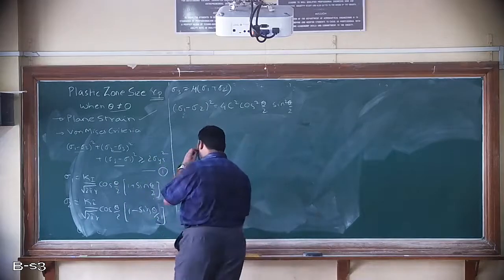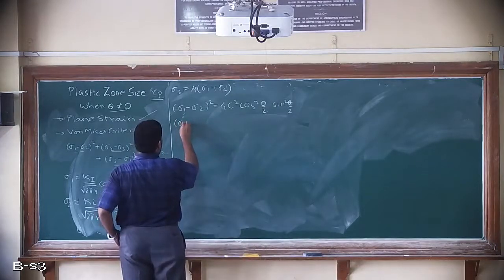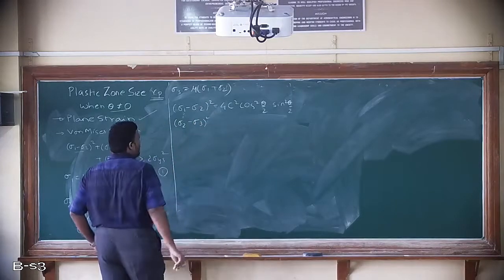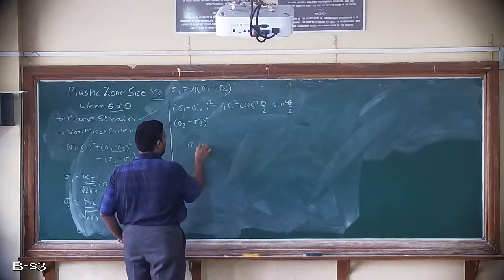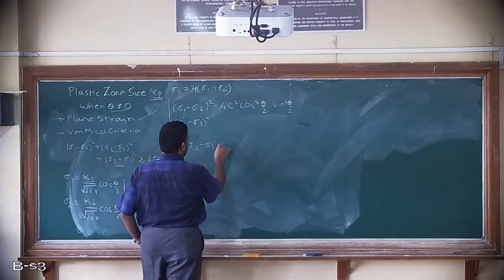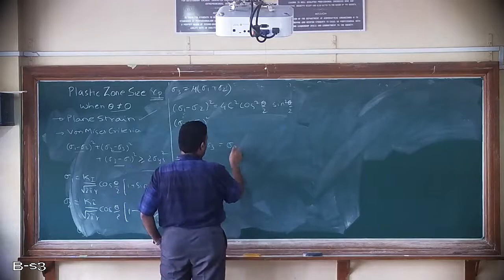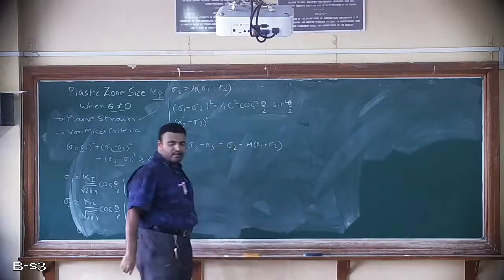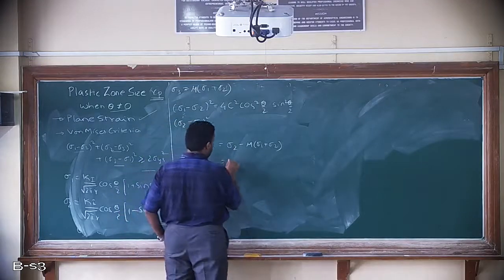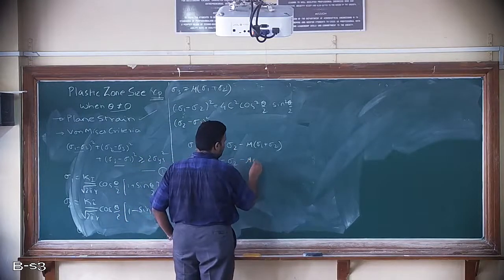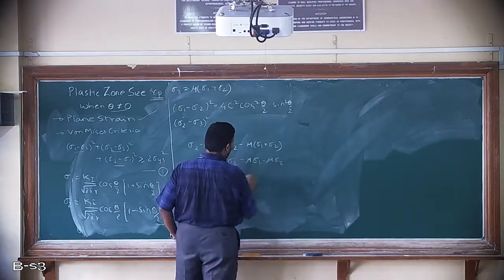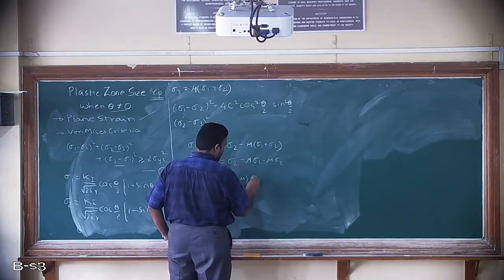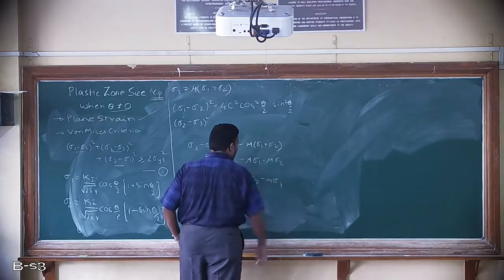So this is sigma 1 minus sigma 2 the whole square. Now we shall see what is sigma 2 minus sigma 3 the whole square. So for that we shall first write this sigma 2 minus sigma 3. So this can be written as sigma 2 minus mu times sigma 1 plus sigma 2, right? So I'll just simplify this. This can be written as sigma 2 minus mu sigma 1 minus mu sigma 2. So this can be written as 1 minus mu into sigma 2 minus mu into sigma 1.